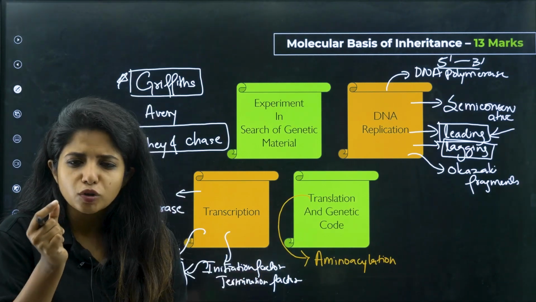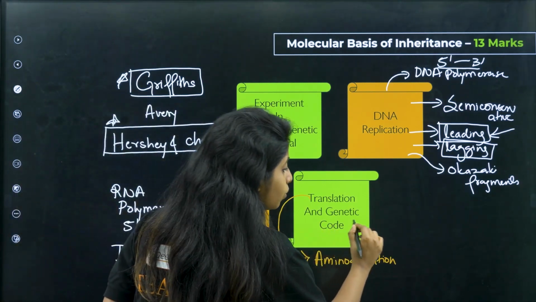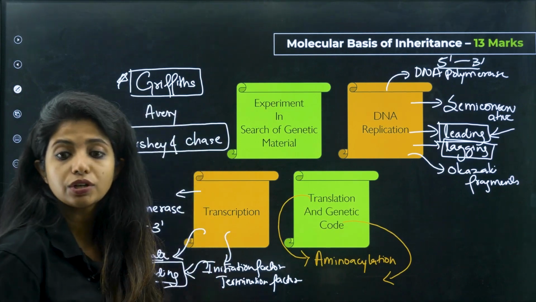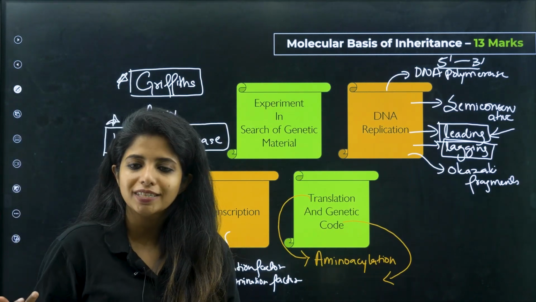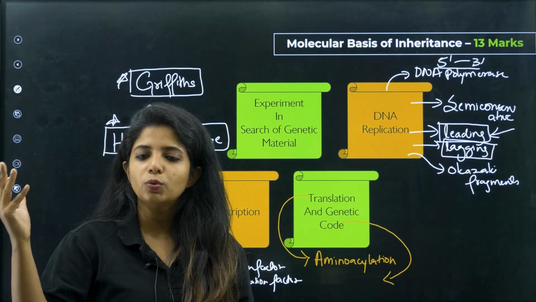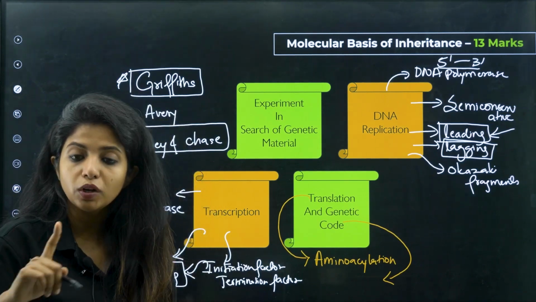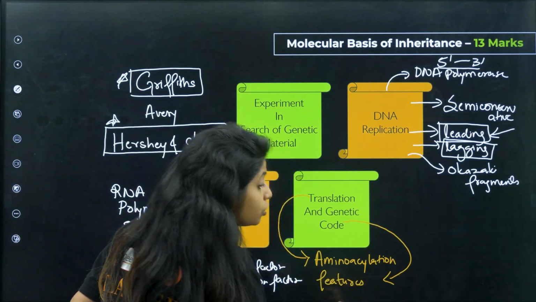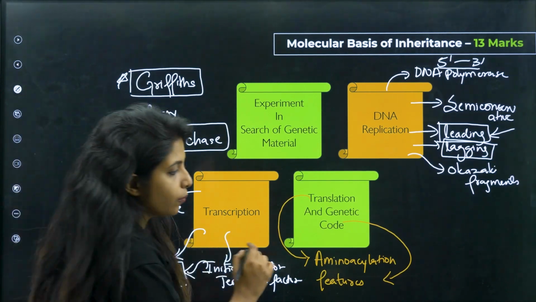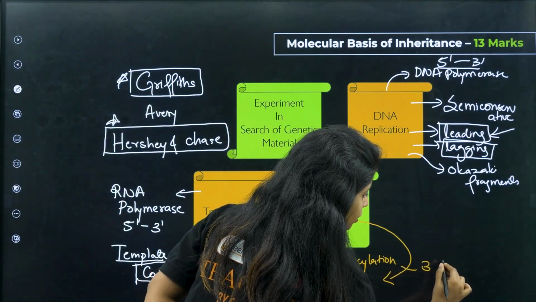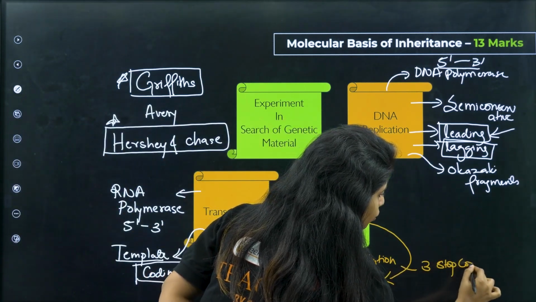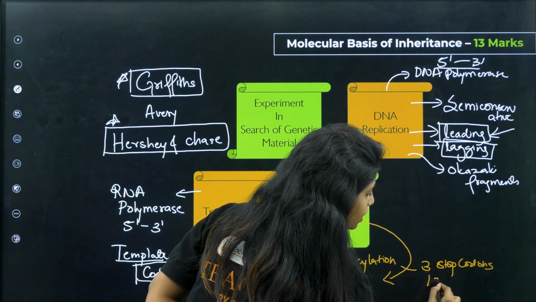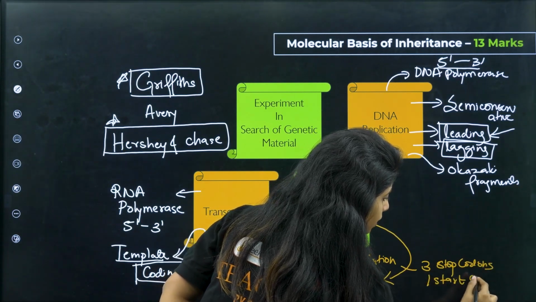So you should be knowing the small details. Now, talking about the genetic code, you should be knowing about the features of the genetic code. There are certain features given in your NCERT. It is degenerate, it is universal, and so on. So you should be knowing about the features. You should be knowing which are the 3 stop codons, and the 1 start codon, the name of it.